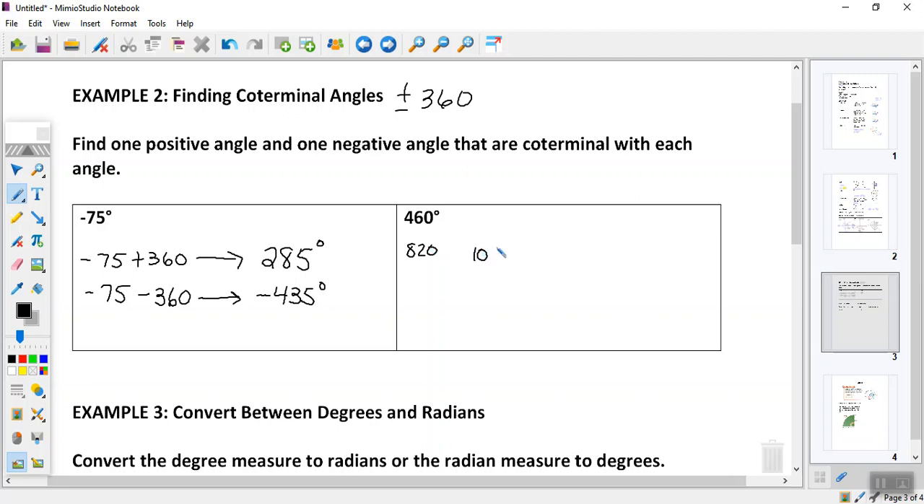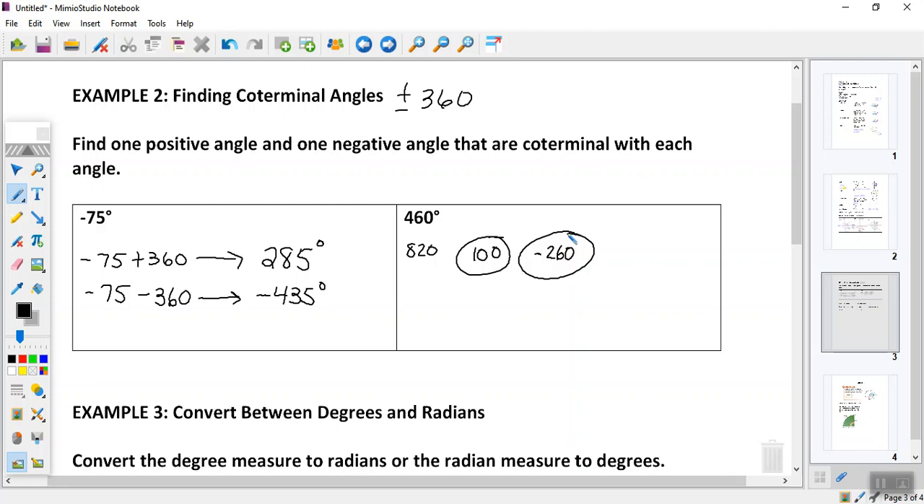Am I going to just be able to subtract 360 one time to get to a negative coterminal, or am I going to have to do it multiple times? Multiple times. So if I subtract another 360, what would be another coterminal angle? Negative 260. So options might be 820 and negative 260, or 100 and negative 260, as long as one is positive and one is negative. And again, you're not just adding or subtracting 360 once. You might have to do it multiple times to satisfy the condition they're asking for.